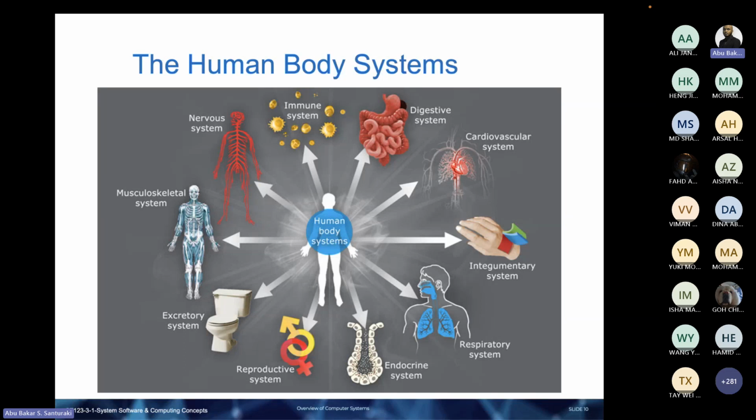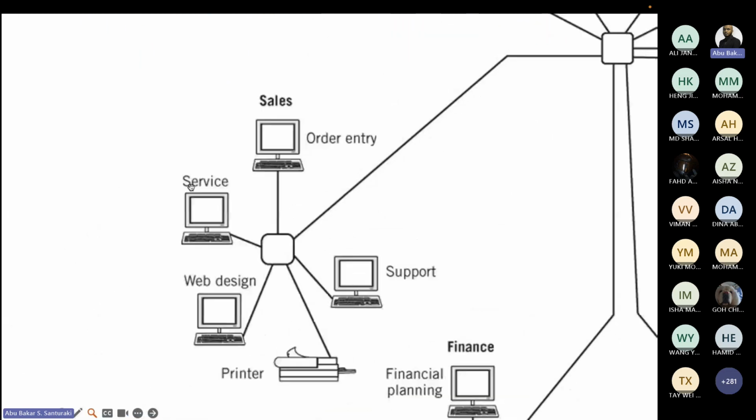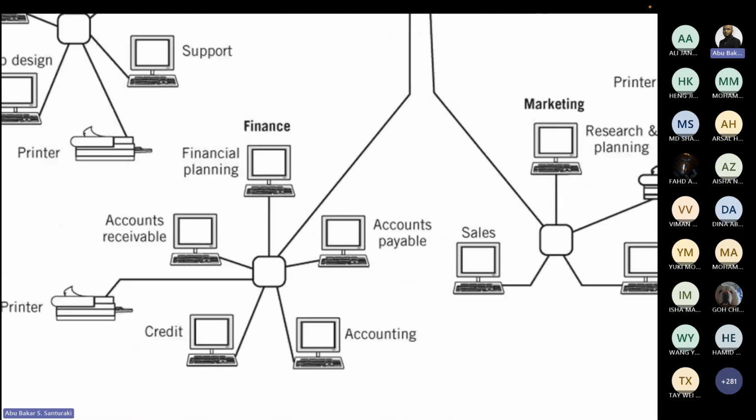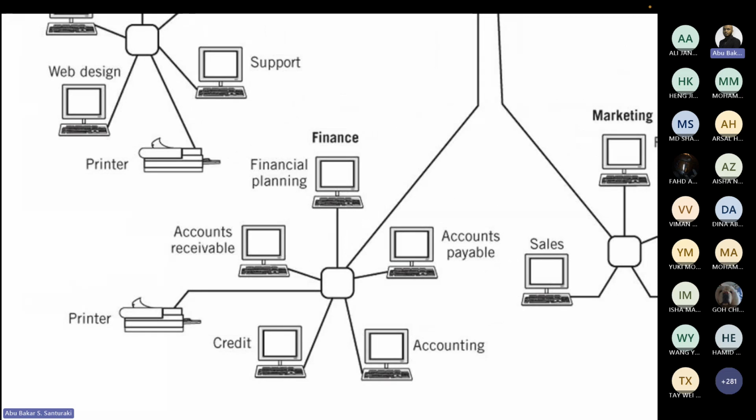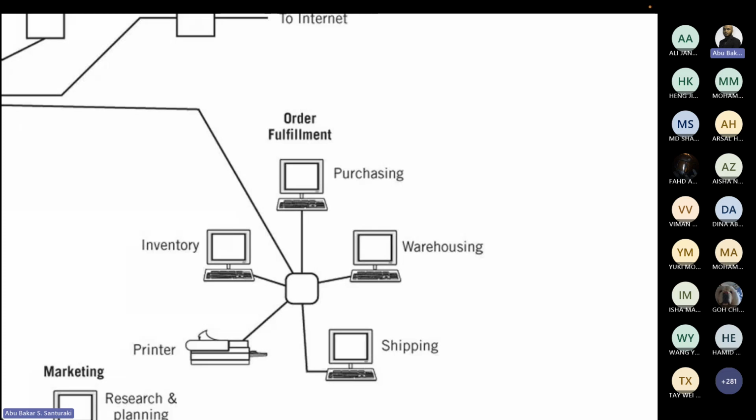In the same way, an IT system is similar to what you're seeing. So here is an IT system layout. So what is it that you're seeing here? Similar to the human body, you can see that there are a group of systems. So for example, there's a group of computer systems here labeled sales. You can see them here. These are labeled sales. Then you have another group of computer systems labeled finance. Then you have another group labeled marketing. Then you have another group labeled order fulfillment. Similar to the human body, digestive system, respiratory, and so on.